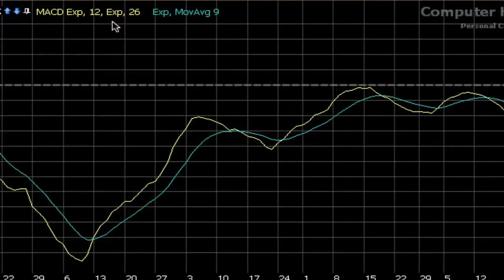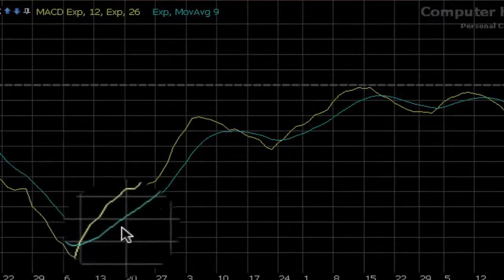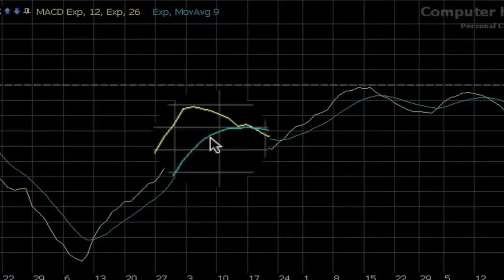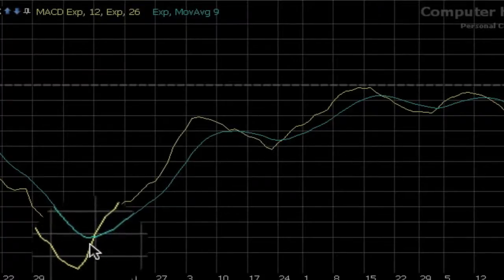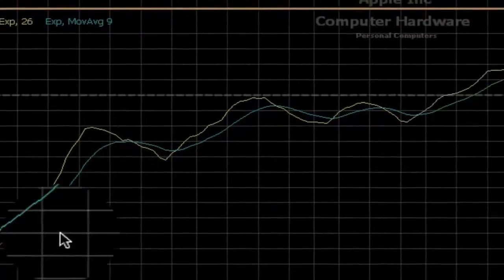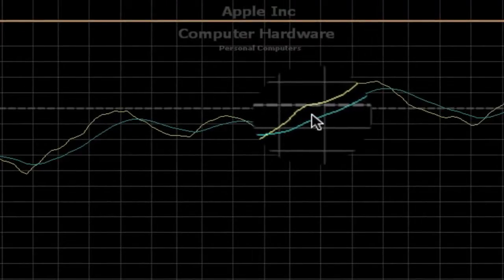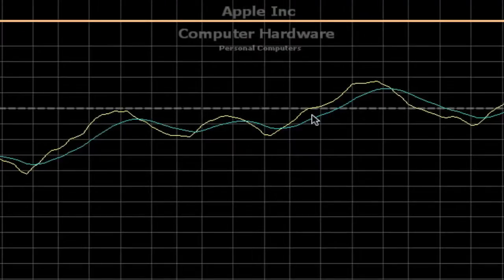Usually, a 9 EMA is plotted together with the MACD to give you a quicker signal. You see the 9 EMA here. And here's a crossover, so that's your signal, instead of over here. But I will get into more details about the entry.